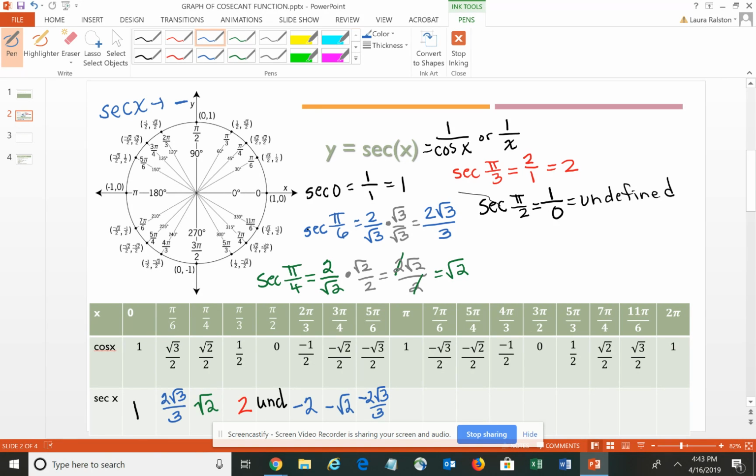Then when I get to pi, I have the secant of pi. Pi has, I lost a negative sign there. Okay, the cosine at pi is negative 1. So we would have 1 over negative 1, which simplifies to -1.